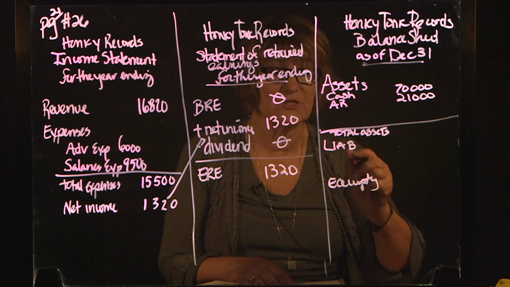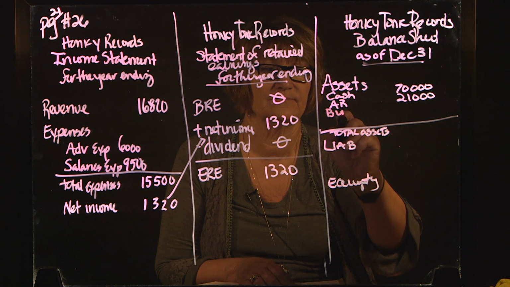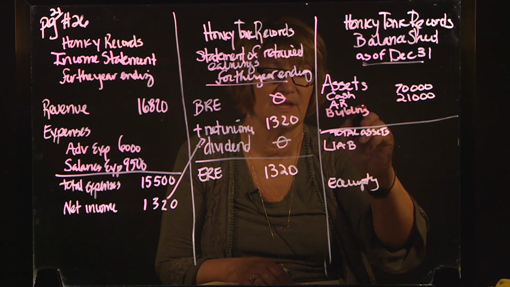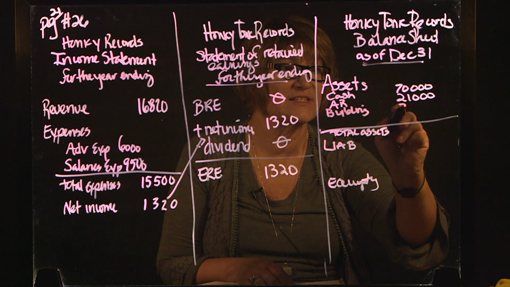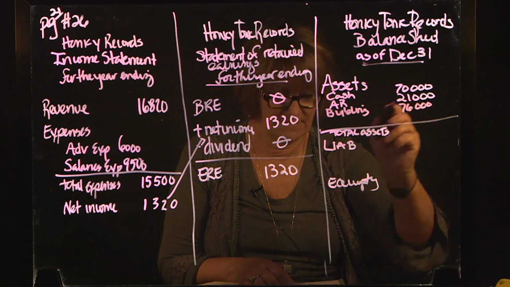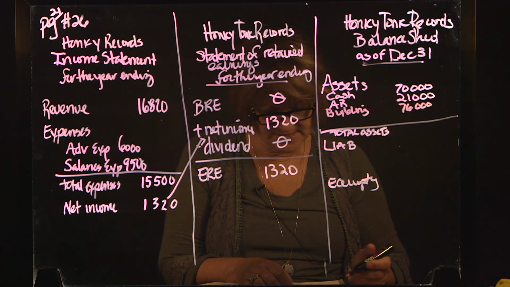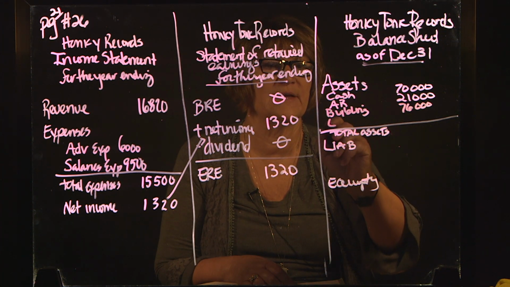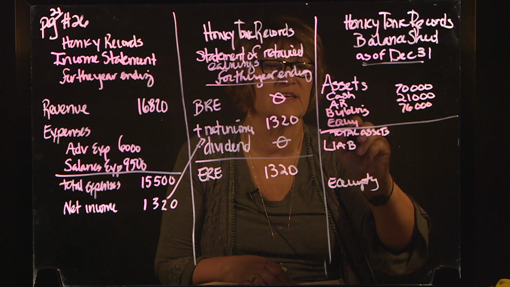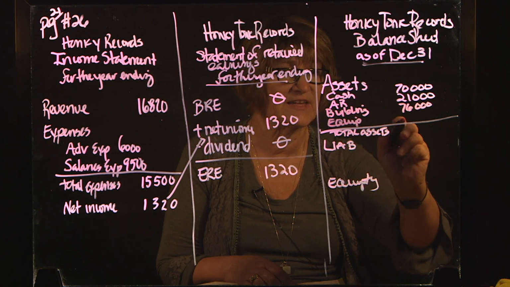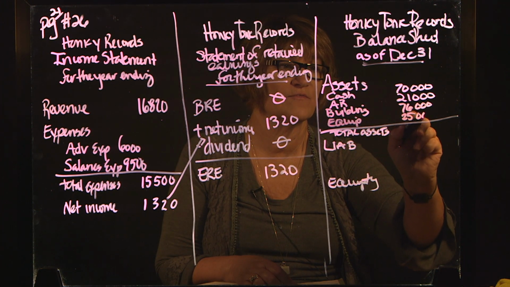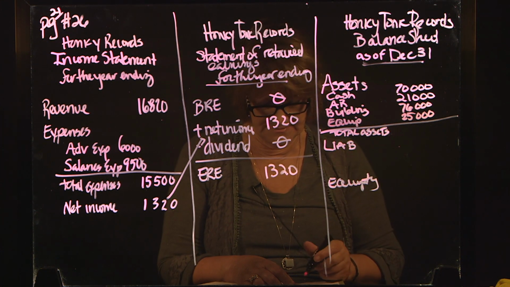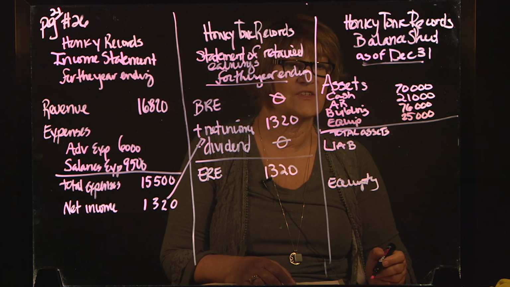Okay? Next, we have buildings. And the buildings are $76,000. I'm kind of checking them off as I go here to make sure I pick everything up. And then we have equipment. All of these are examples of assets. How do you get to know that? Practice, practice, practice. Okay? So that's equipment.